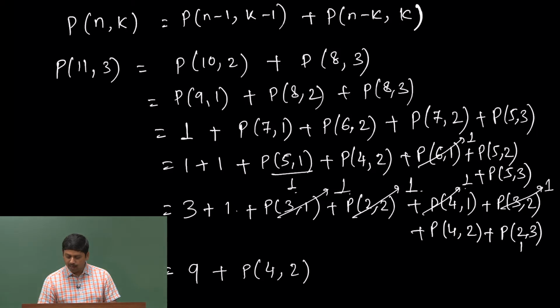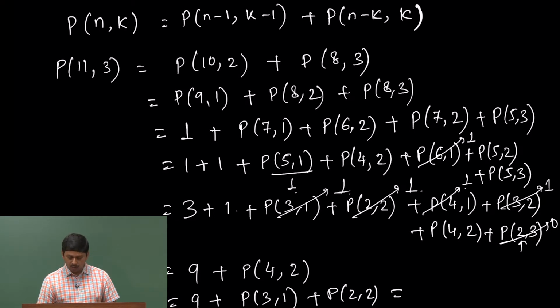Now, whenever n becomes less than k, 2 less than 3, that means how can I divide 2 into 3 groups? Minimum I may need 1 each. So, this is going to be 0. Now, what is P 4 2? P 4 2 is, again, I can do P 3 1 plus P 2 2. Now, you know P 3 1 is 1 and P 2 2 is 1. So, 9 plus P 3 1 is 10, plus P 2 2 is 11. So, I am getting 11 as the number.